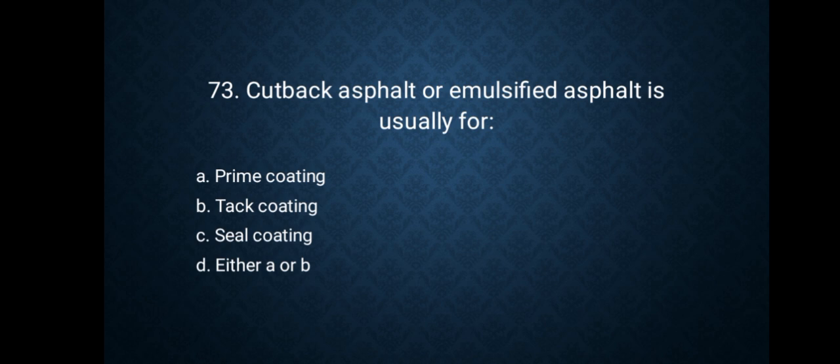Cut-back asphalt or emulsified asphalt is either A or B. Because a prime coat is an application of a low viscosity asphalt on a granular base in preparation for an initial layer or surface course layer of asphalt.